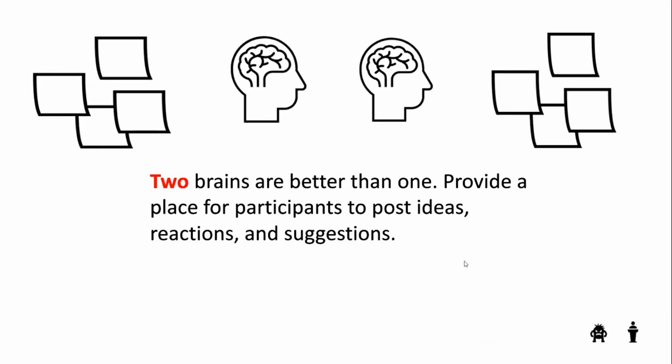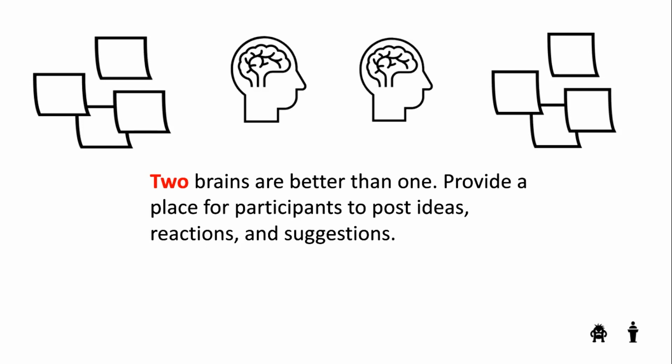2 brains are better than 1. Provide a place for participants to post ideas, reactions, and suggestions. As you can see, we're in a training room, and it looks like we're reviewing content from FET, doesn't it? How do we set up a training room? Obviously there's one word that's in red, so you might want to consider remembering that word or writing it down. Do we want to go back to the training room, or do you want to try to guess?